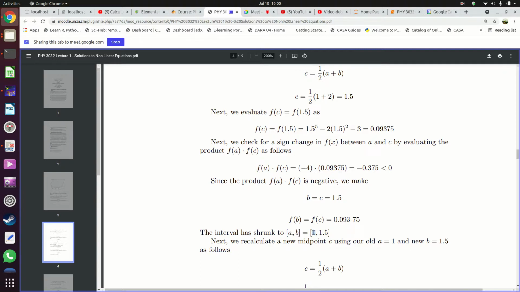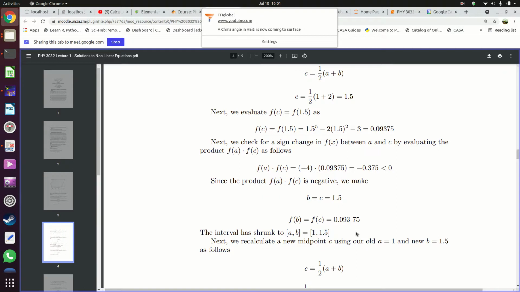So the lower part is going to be 1 and the upper part is going to be 1.5. Are we clear? Yes. Okay, so basically this is how this process works. We started with a bracket which was 0, 2. Then we shrunk it to 1, 2. Now we are at 1, 1.5. So what we are saying now is that we think the solution is between 1 and 1.5.